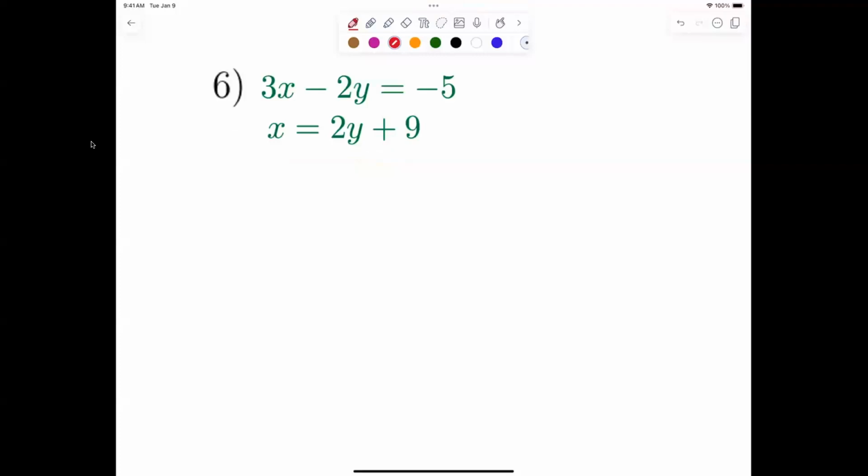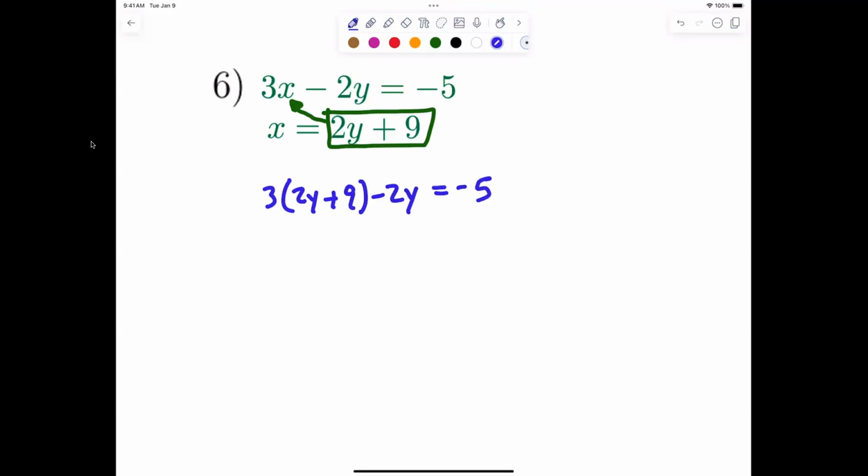Yeah, you did. What does x equal again? Right, so you have to first identify which one you're going to substitute in. All right, so now 3 parentheses 2y plus 9 minus 2y equals -5. Anybody got any question with that? Anybody? All right, distributing: 6y plus 27 minus 2y equals -5.